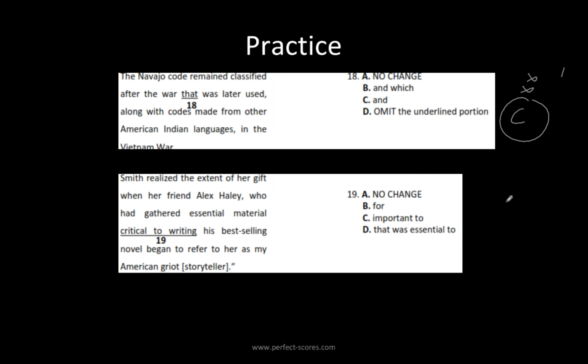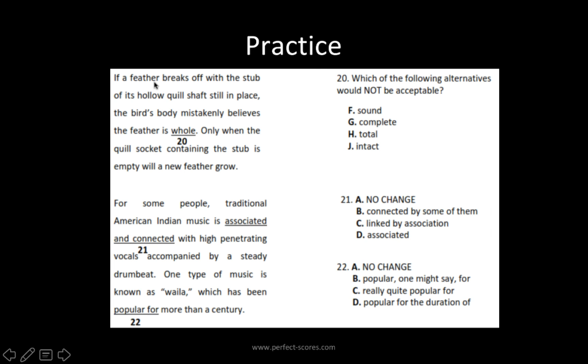Then coming to 19th. Smith realized the extent of her gift when her friend Alex Haley, who had gathered essential material. Now, essential already means important and critical. So you don't need C, you don't need D, you don't need A. B is the answer. You'll simply say essential material for his novel. So it's simply going to be option B. Another practice set for you.